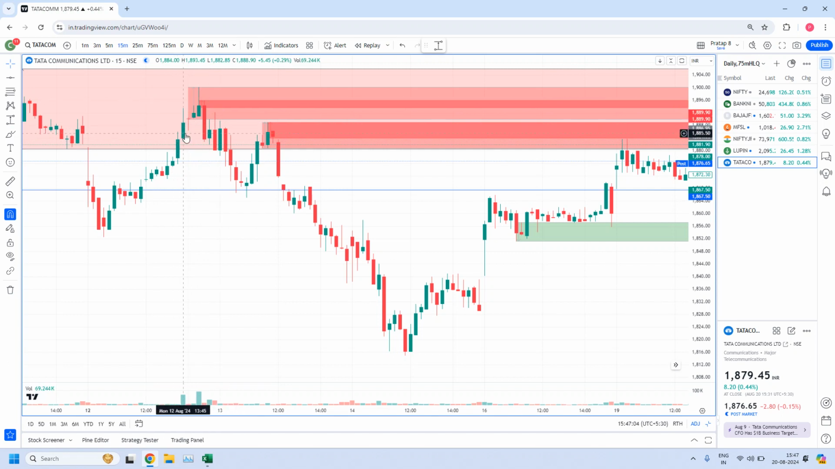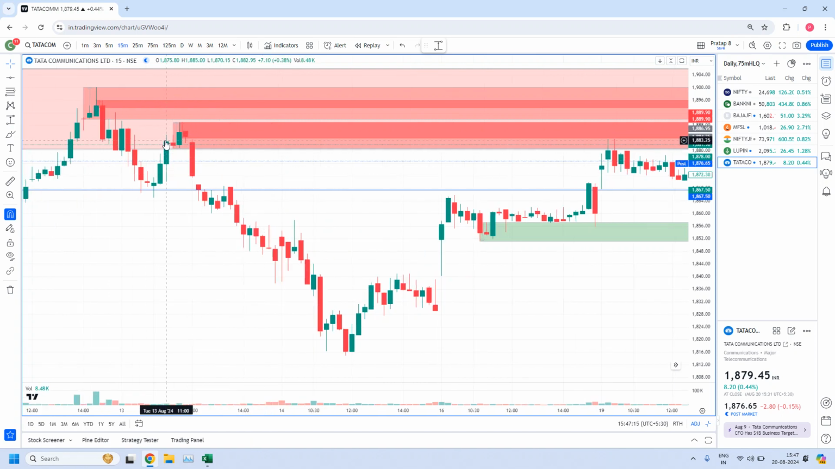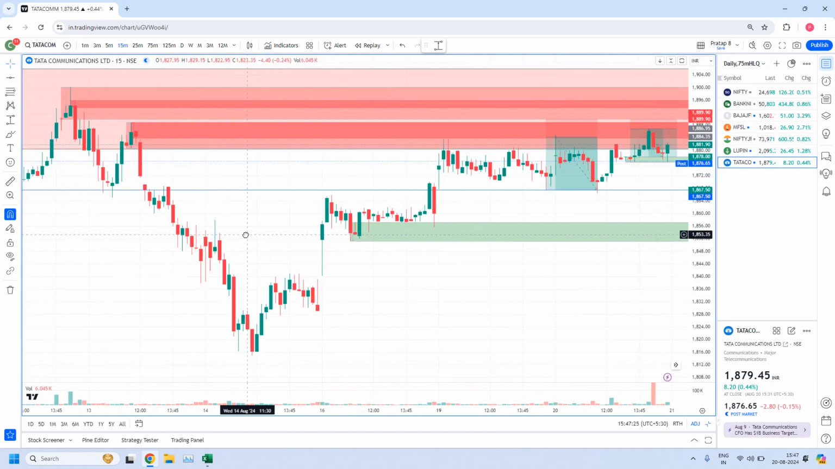The zone confluence. We have a rally, we have 3 base candles, and then we have a drop candle. Rally base drop. Here this is the 15 minute zone, and the next one is a rally, again 3 base candles and again a drop candle. So this is another 15 minutes zone, and both the zones I fine tuned with 5 minutes time frame.